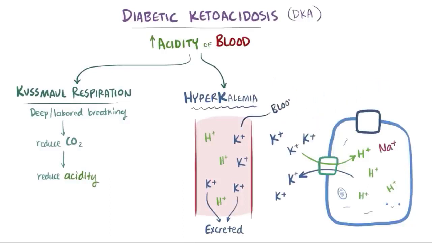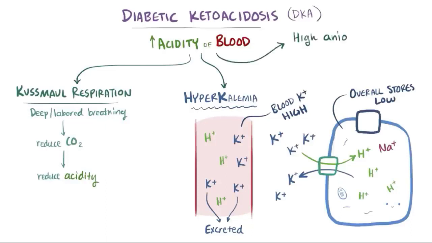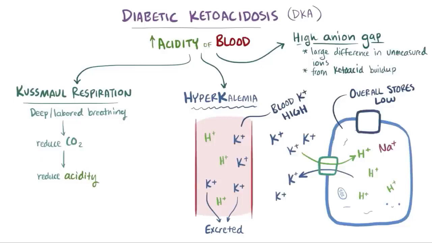The potassium is then excreted. So over time, even though the blood potassium levels remain high, overall stores of potassium in the body, which include potassium inside cells, starts to run low. Individuals will also have a high anion gap, which reflects a large difference in the unmeasured negative and positive ions in the serum, largely due to the buildup of keto acids.